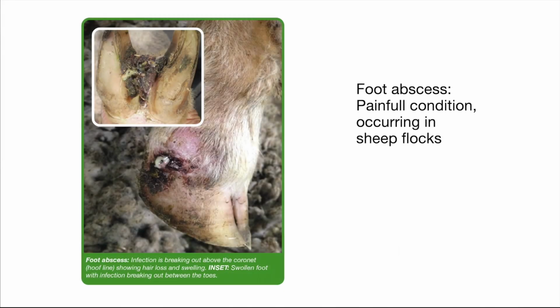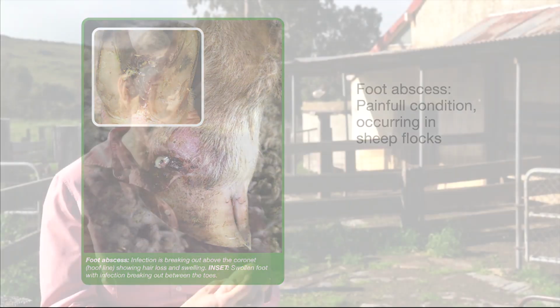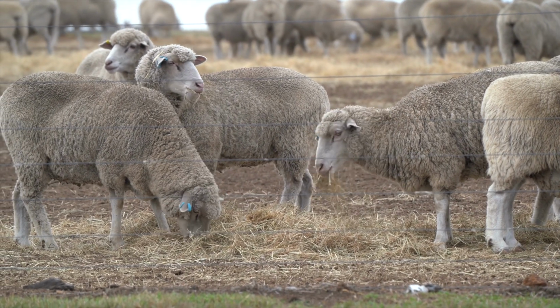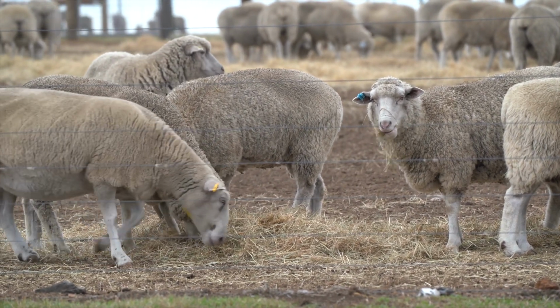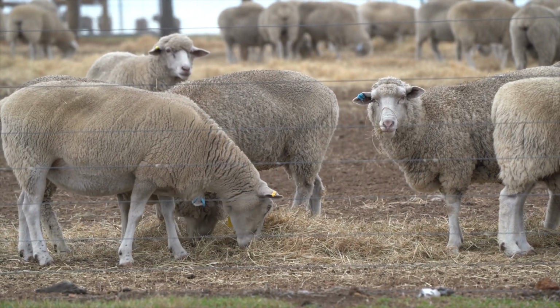So foot abscess is a really debilitating, painful condition that occurs commonly in sheep flocks. It causes a great deal of pain and swelling in the affected limb, and can have quite significant production and economic consequences for the producer. It's caused by bacteria that are found commonly in our environment. However, they are bacteria that thrive in warm, wet conditions like those we've experienced lately.